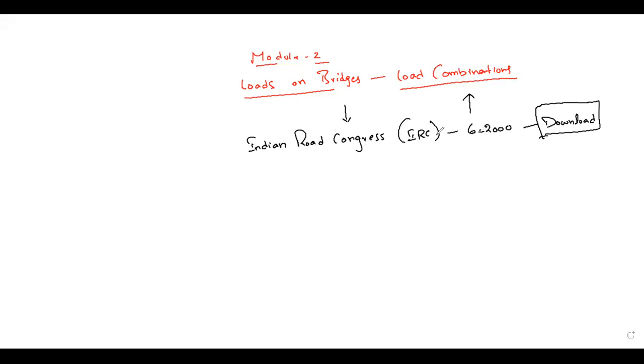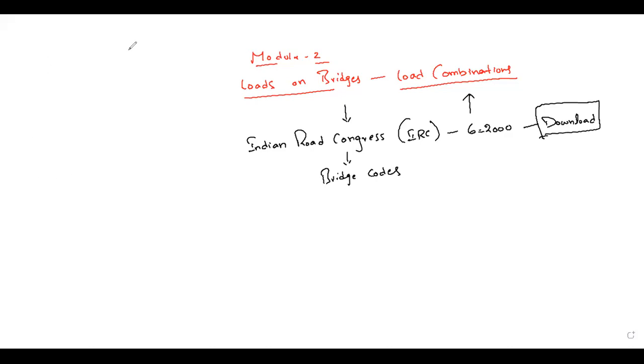Right. Okay, so please download this IRC 6 2000, which gives the whole second module information. Basically, this Indian Road Congress has formulated standard specifications and a code of practice for road bridges with the loads and their specifications, and these specifications are collectively known as bridge codes. So one has to know what the different bridge codes are, which are available in the different sections.